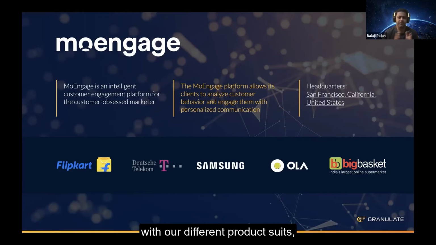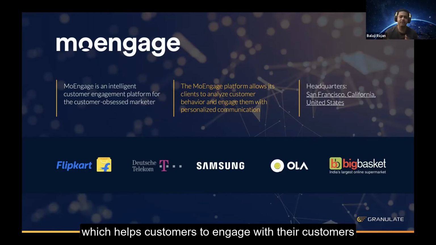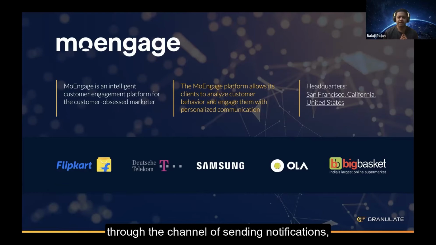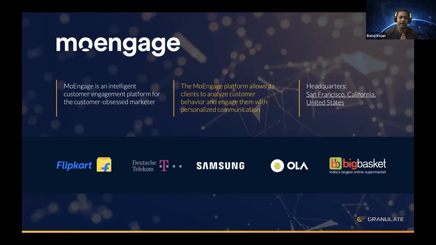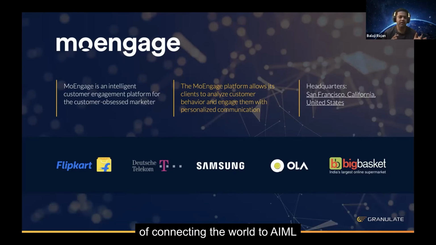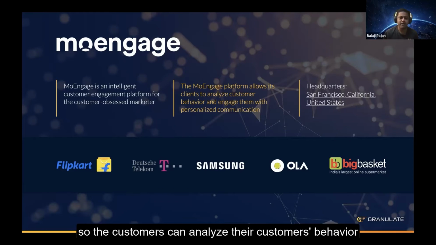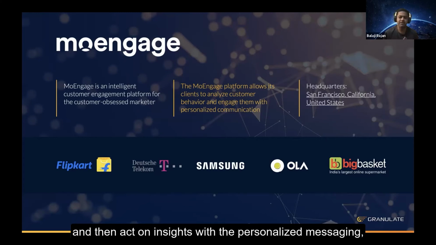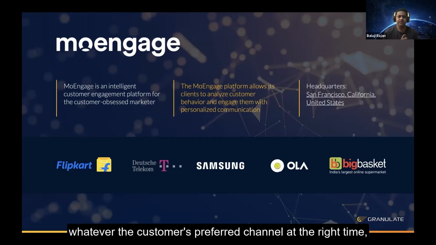We have different product suites which help customers engage with their customers through channels of sending notifications, be it SMS, email, in-app, or native. Right now we are at the very crucial intersection of connecting AI/ML and the customer engagement platform. With MoEngage, customers can analyze their customers' behavior and then act on insights with personalized messaging, on whatever channel the customer prefers, at the right time.